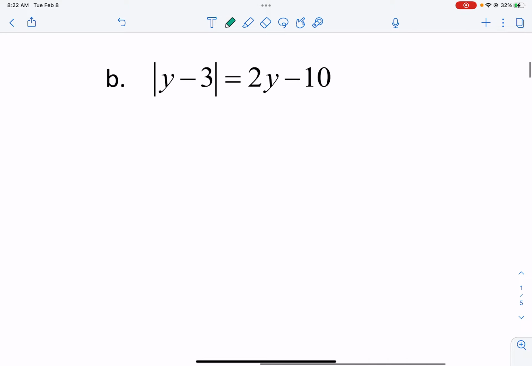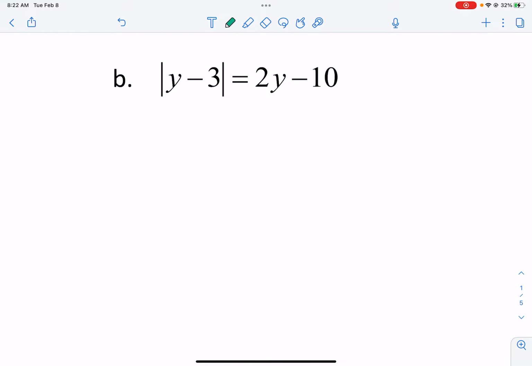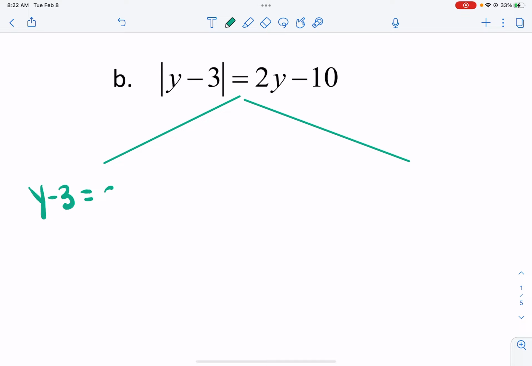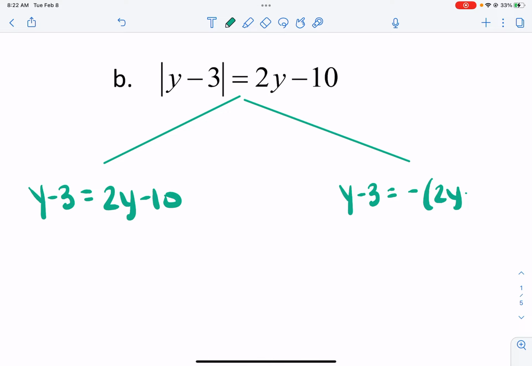Okay, part B, we have an absolute value. So because the absolute value is already by itself, we're ready to do the split up. So we need y minus 3 to equal 2y minus 10, but we also need y minus 3 to equal negative (2y minus 10). So this, if I combine like terms, this becomes negative 1y equals negative 7, so y is 7.